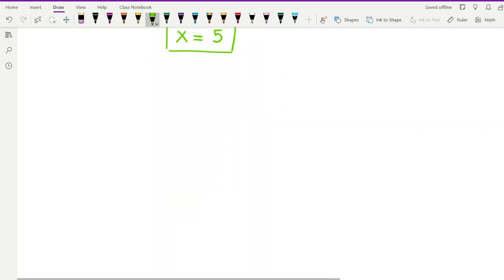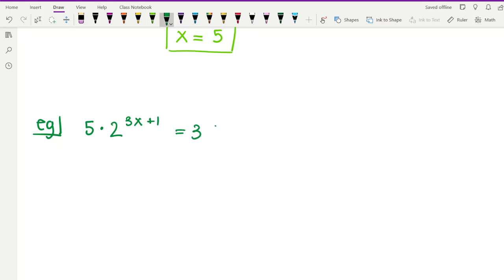All right, I want to do one more example, and I guess I forgot to write it down here, so let me just write it down. So last example, not the last example of the video, but the last example in this same vein. So we have 5 times 2 to the 3x plus 1 is equal to 30. First thing we want to do is, again, isolate the exponential part. So we want to divide both sides by 5. So we get 2 to the 3x plus 1 is equal to 6.